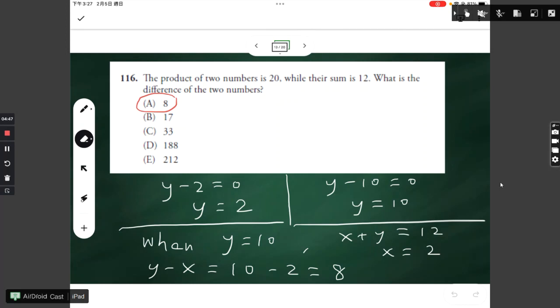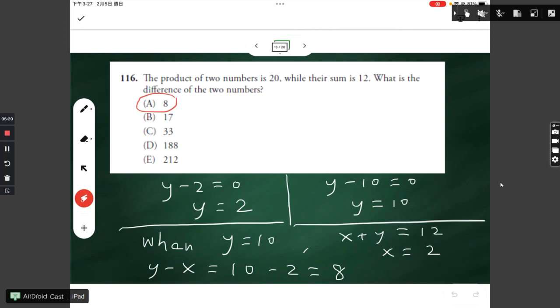And then the final step is, when y equals 10, what is x? They tell us that the sum of these two numbers is 12. So x plus y equals 12 and y equals 10, so x is 12 minus 10, which is 2. So those two numbers are y equals 10 and x equals 2. Now the difference is y minus x, which is 10 minus 2, which is 8. So the answer is 8.